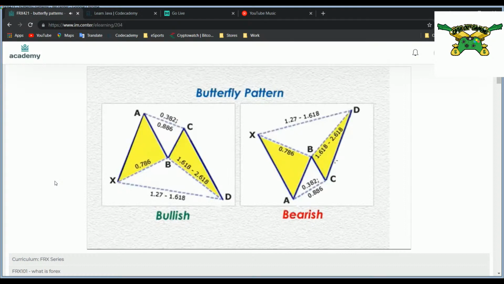B, C extends to D, X, A extends to D. Important to look at the 1272 to 1618. Bryce Gilmore designed the butterfly pattern, and 1.272 became the factor to use, although some people do use a 1.618. Let's take a look at an example on a drawing, and then let's look at a live example.